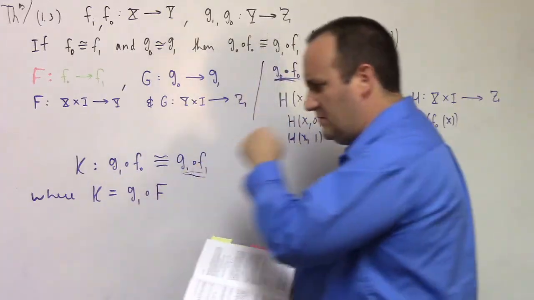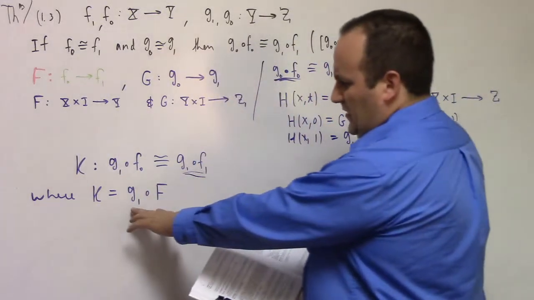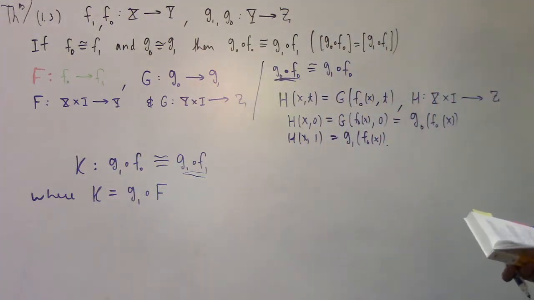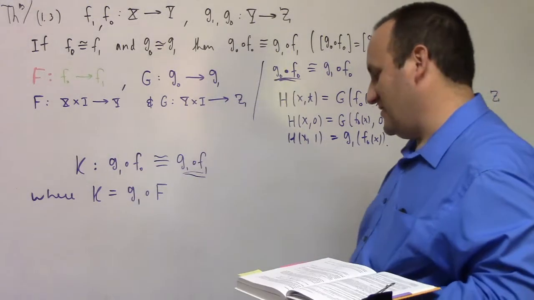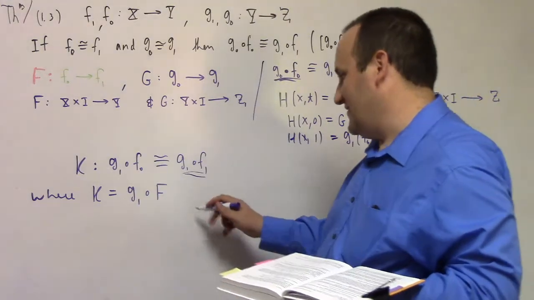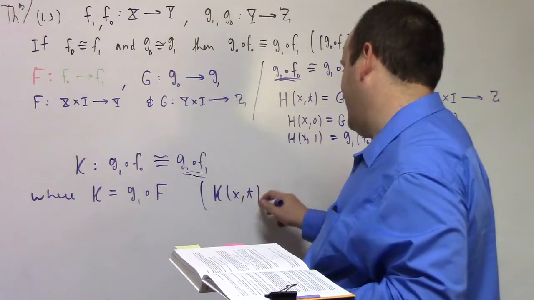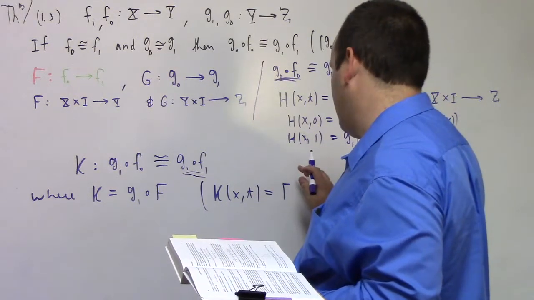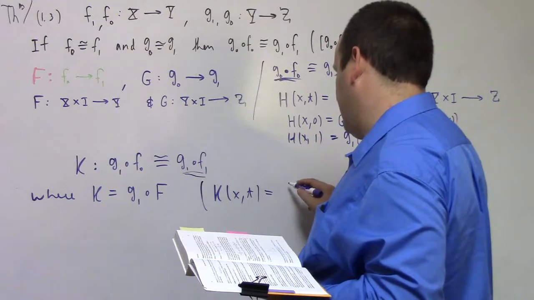Does that make sense? G1. Well, that bothers me. It should be G1 cross ID composed with that. I think you're right about that. Or to be more specific, K of x, t equals G1 of F of x, t.